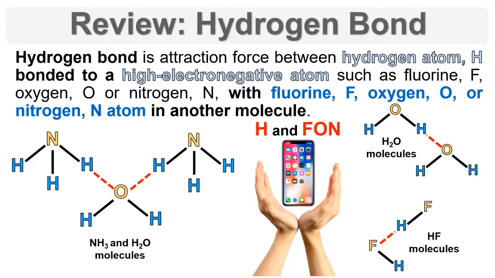The presence of hydrogen bond affects the physical properties of covalent compounds such as the melting and boiling points and the solubility in water. For example, ammonia is a covalent compound that is soluble in water. In ammonia molecule, hydrogen atom that is bonded to a highly electronegative nitrogen atom is attracted to the oxygen atom in the water molecule. Hydrogen bond is formed between ammonia molecule and water molecule. Therefore, ammonia is soluble in water.